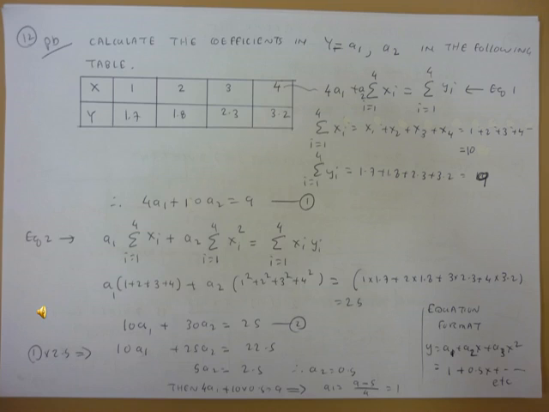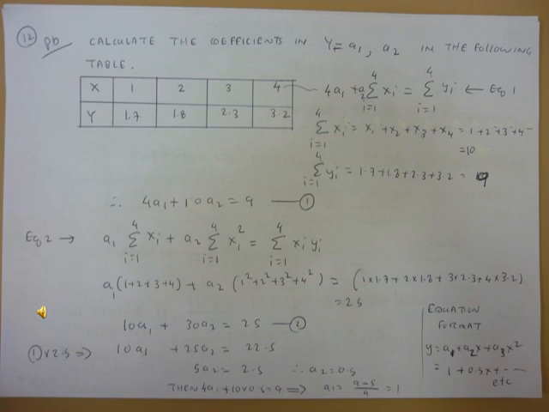The table has h values 1, 2, 3, 4 and y values 1/7, 1/8, 2/3, 3/2. We write down a generalized equation. Since the maximum h value is 4, the equation is 4a1 plus a2 times the summation i=1 to 4 of hi, equal to the summation i=1 to 4 of yi. So this is the generalized equation.